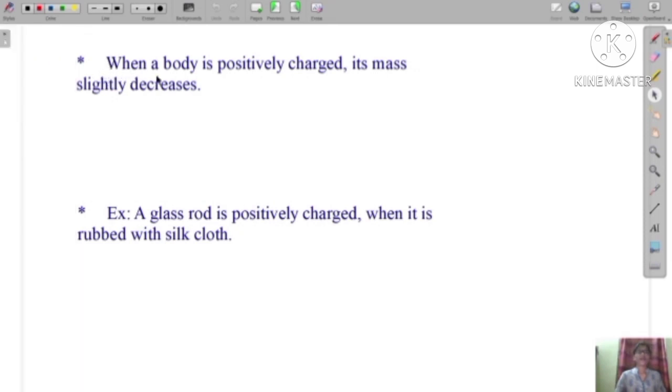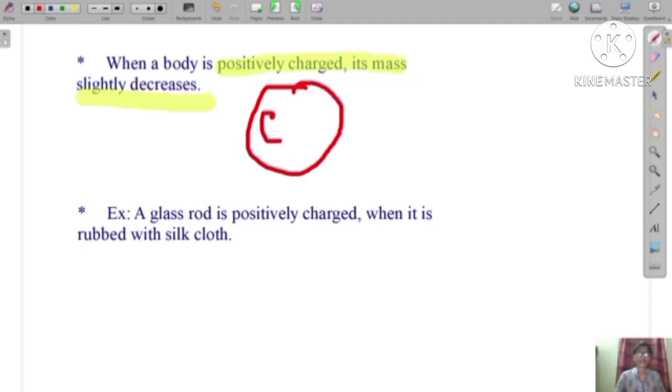So here we say that when a body is positively charged, its mass slightly decreases. Okay, so when a body is positively charged, its mass slightly decreases. This is very obvious, you can even explain. As I told you, when you consider a body, electrons get lost from it. So when electrons get lost, then what happens, the number of particles what it was containing, that will be reduced. When the number of particles contained by a body is reduced, obviously its mass decreases.